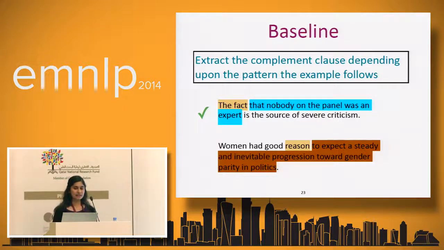Okay, as a baseline, we extract the complement clause depending upon the pattern the example follows. For example, in this first example, the fact that nobody on the panel was an expert is the source of severe criticism, our baseline system will extract this post-nominal clause as the shell content, which is correct in this case. Now let's look at this second example. Women had good reason to expect a steady and inevitable progression toward gender parity in politics. In this example, the baseline system will extract this post-nominal infinitive clause as the shell content, which is not right in this case.